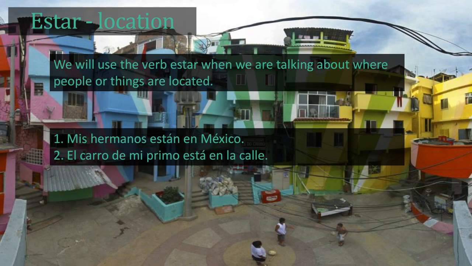Like I said before, it's really easy to use the verb estar with location. Mis hermanos están en México. My brothers are in Mexico. El carro de mi primo está en la calle. My cousin's car is in the street. Whenever we're talking about where people or things are located, we always use the verb estar.